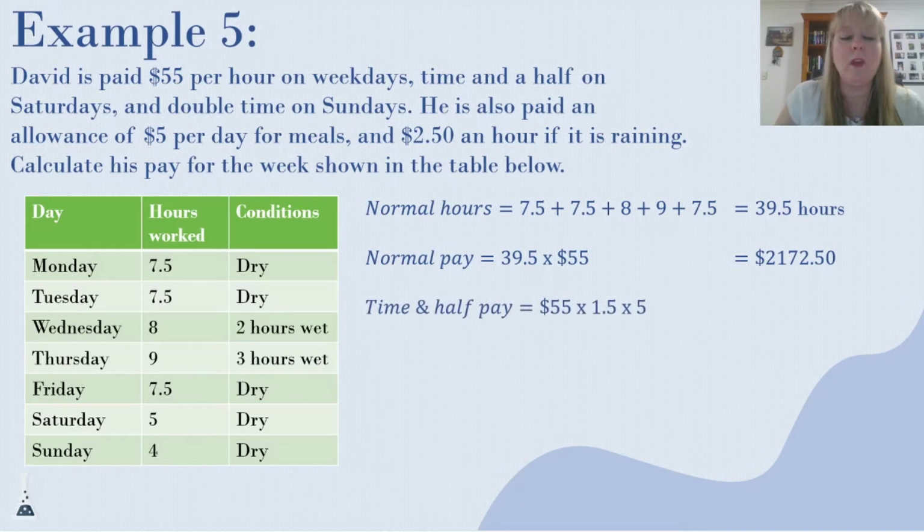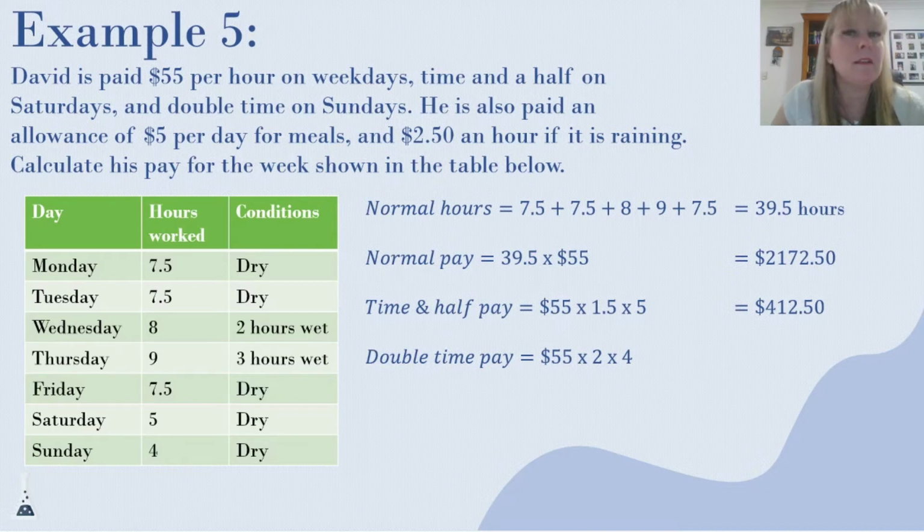Our next step is we need to work out the time and a half pay. So we know that he worked on Saturday. That's the only day that attracts the time and a half hours. It's the $55 times 1.5 times the 5 hours for that particular day. And that gives us $412.50. We're going to repeat that same process, but with our double time for Sunday, $55 multiplied by the 4 hours and multiplied by the double time by 2. And that gives us $440 for Sunday.